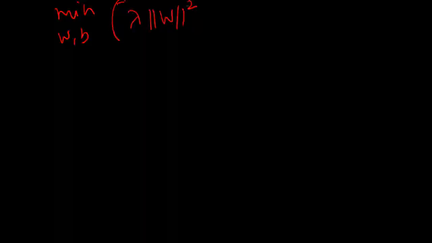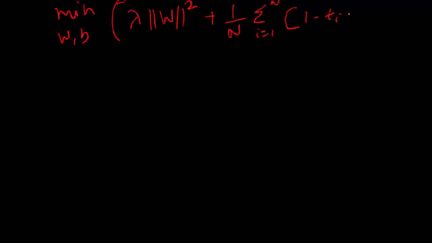And remember the hinge loss that we had? So that hinge loss is basically 1 by n, the sum from i equals 1 to n, over all the training points, of 1 minus t_i times (w transpose x_i plus b), plus.